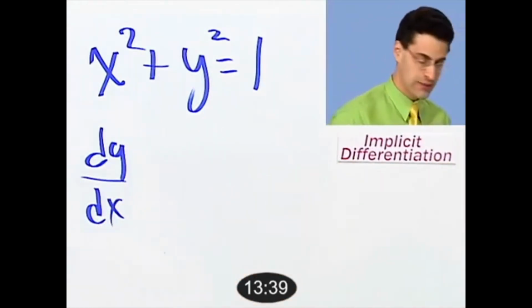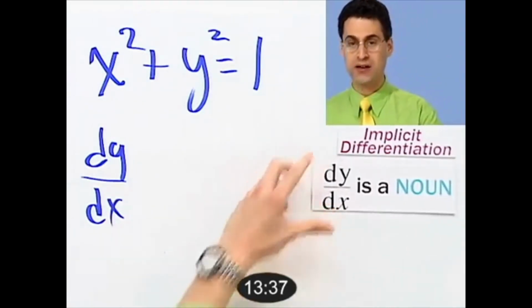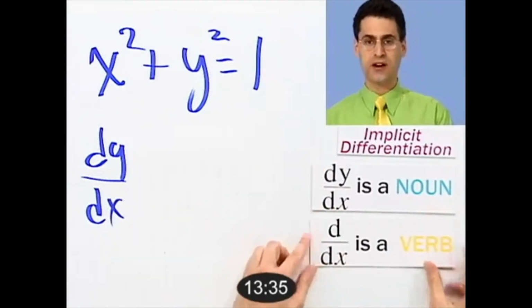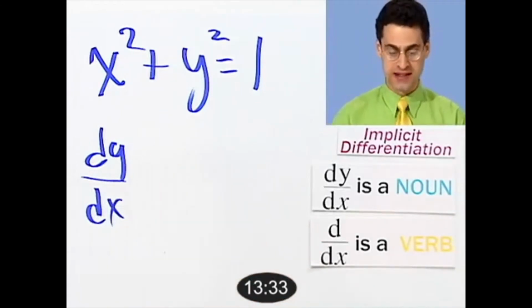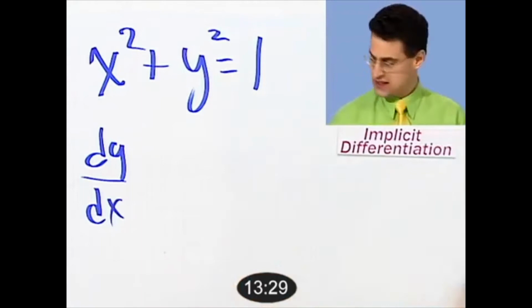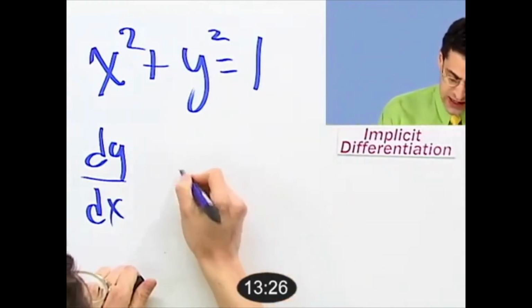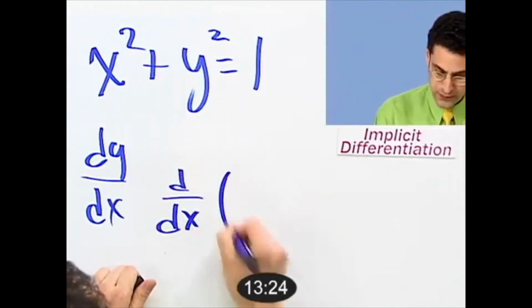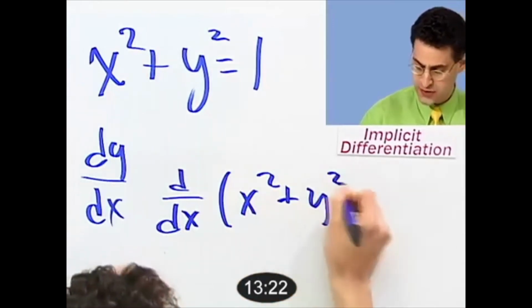Well, you've got to remember that dy dx is an object, that's a noun, and d dx is a verb. It's a commandment: take the derivative with respect to x. So you differentiate this with respect to x, and what do you see? What you do is you say, okay, I'll take d dx of x squared plus y squared equals 1.